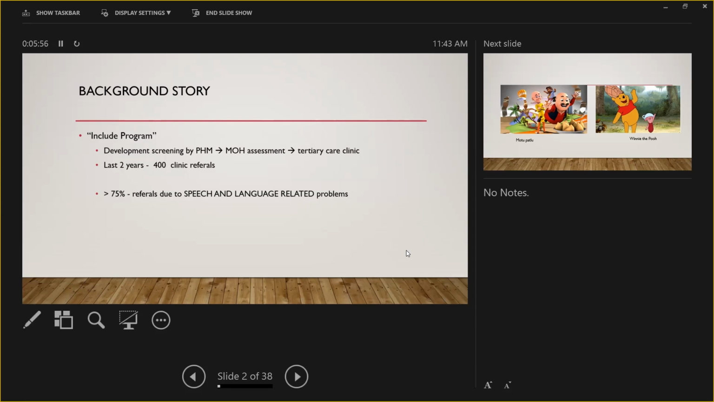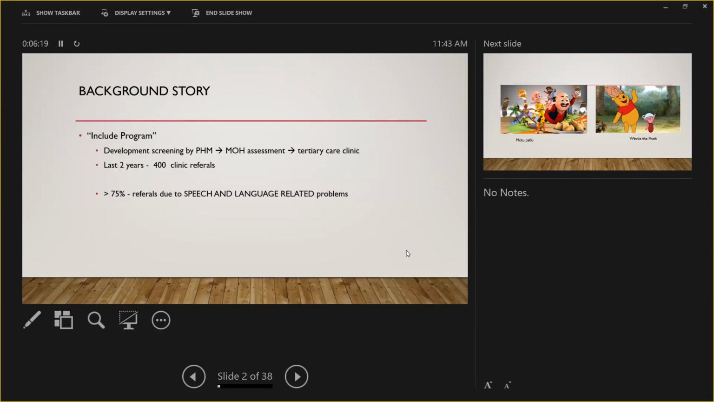So what the government did was, there was a program where the midwife and the MOH, Medical Officer of Health, will actively screen the community for development disorders and then refer those children to us. So it was a movement where we are trying to detect development delay at a very early stage.